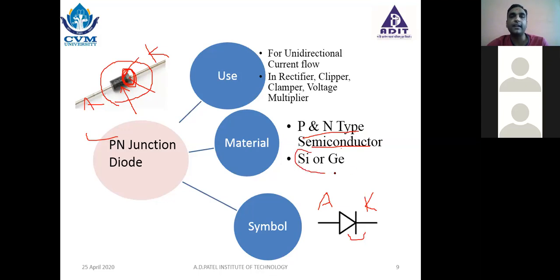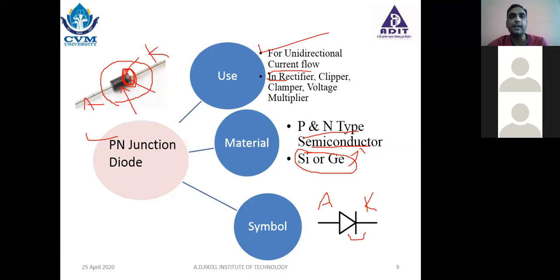Very popular are silicon and germanium. They are semiconductor materials onto which you add impurity and you can make P and N type. If you combine them, you will have a PN junction diode. The PN junction diode is used for unidirectional current flow. It is used in rectifier circuits, clipper circuits, clamper circuits, and voltage multipliers.